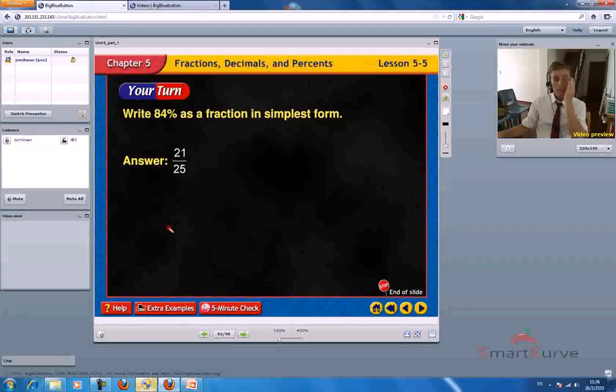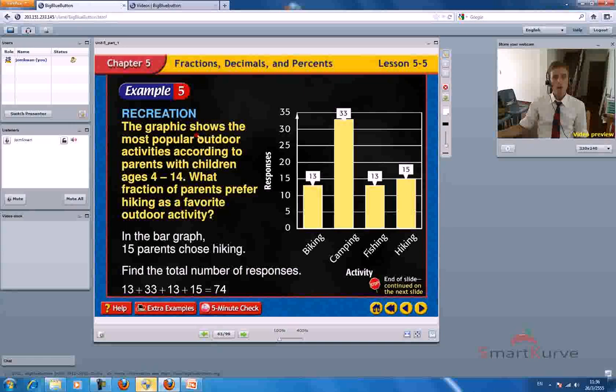Write 22% as a fraction in simplest form. So we know that 22% is saying 22 out of 100. You then simplify. Both numbers can be divided by 2. You then get 11 over 50. That is the simplest form. It cannot go any lower. Write 84% as a fraction in simplest form. 84 over 100. Both numbers can be divided by 4, giving us 21 over 25.